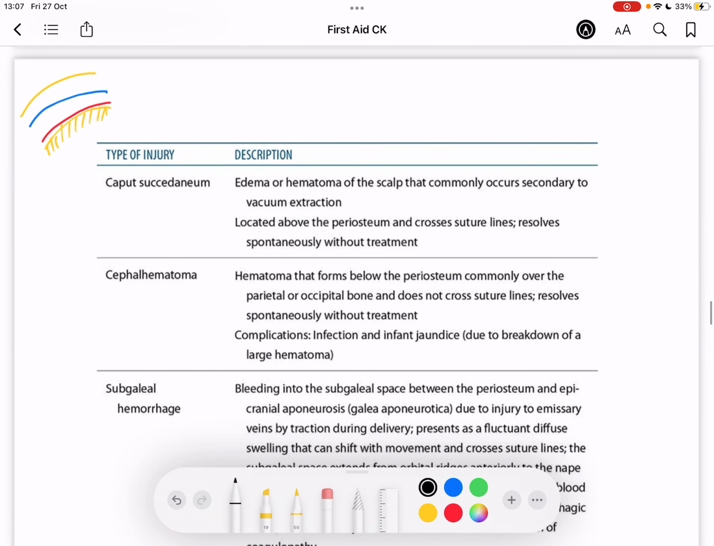So the first pathology we have is caput succedaneum. I don't even know how to pronounce that. Anyway, this is due to edema or a hematoma of the scalp that is going to be occurring secondary to vacuum extraction. But this specific pathology is located above the periosteum, and it can cross suture lines and it resolves spontaneously without treatment. So your caput succedaneum is located above the periosteum.